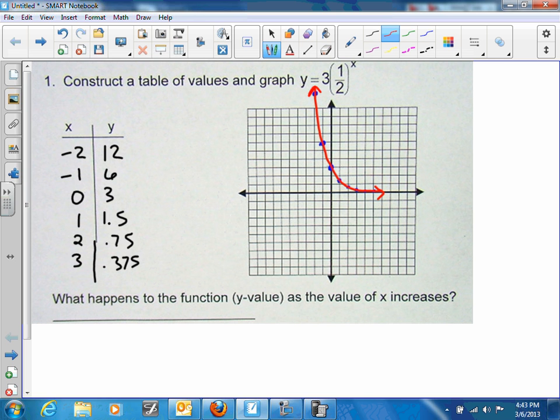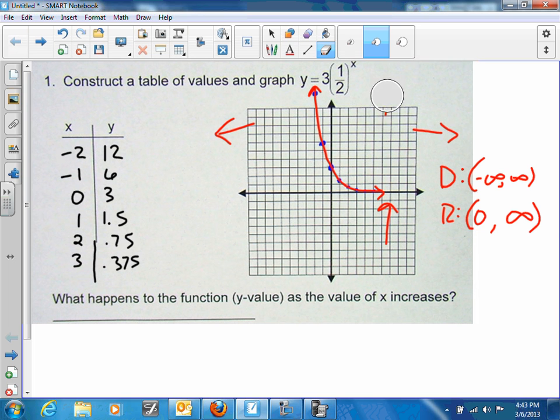Now, I want you to notice something. When we talk about domain, this graph is going forever and ever this way and forever and ever this way. So my domain happens to be -infinity to +infinity. My range in this case, now notice this is my starting point. So it's going to be at 0, and then it's going to continue going up. So that's going to go to infinity, and that's my range.